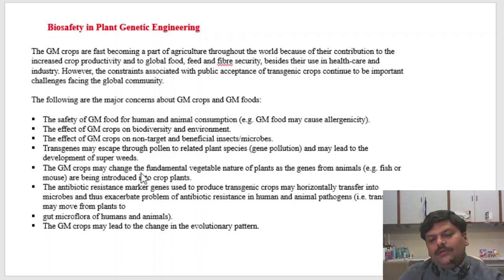And last but not least, the overexpression or the effect of the gene which has been used in transformation needs to be studied, whether it is causing any evolutionary changes or induced mutations in the target plant.